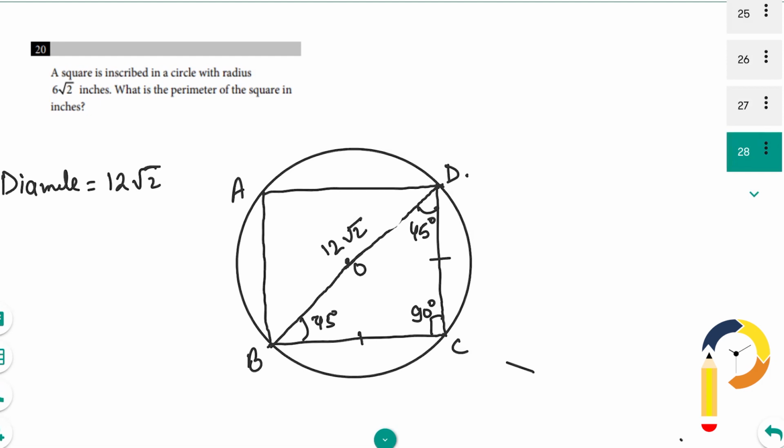So this is a 45, 45, 90 triangle. This is a special right triangle. What you know is the side opposite 90 is 12 root 2. So what will be the side opposite 45? 12, right? So what you get is BC equals 12. If BC is 12 and that is the side of the square, what will be the perimeter of the square? The perimeter of the square will be 12 times 4, which is equal to 48. That's the answer.